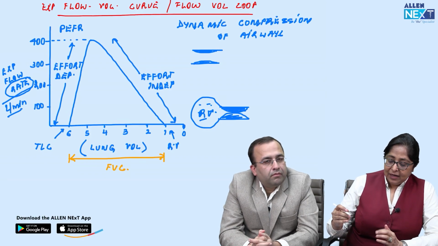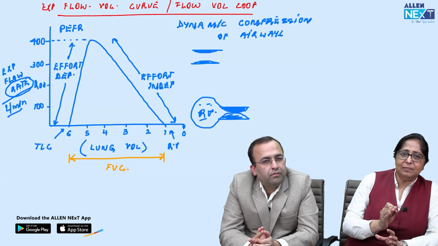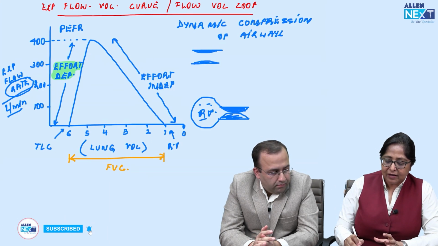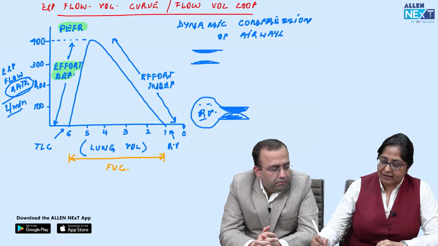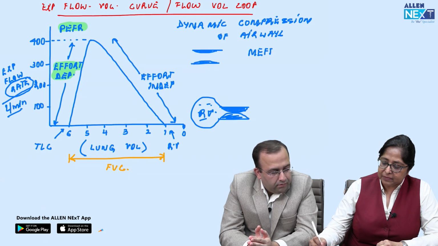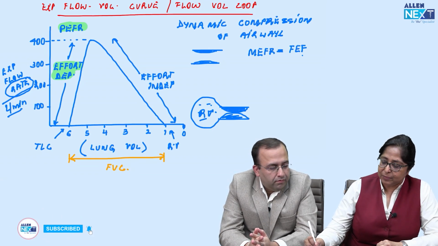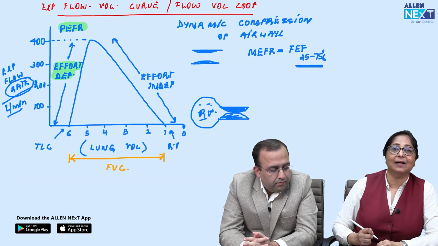Now, a very simple question. Peak expiratory flow rate is effort dependent or effort independent? This is going to be effort dependent. Now, there is another term which is called mid-expiratory flow rate. And this is also known as FEF, forced expiratory flow rate, between 25 to 75% of vital capacity.